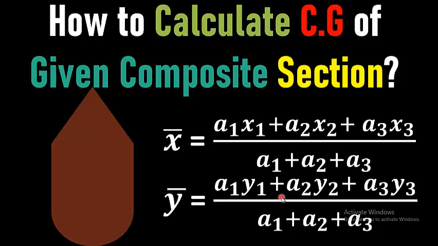In this video lecture, we are going to calculate the center of gravity or the centroid of a given composite section. This is the given composite section for which we are going to find the centroid or center of gravity by using these two formulas, which are called the area moment method.